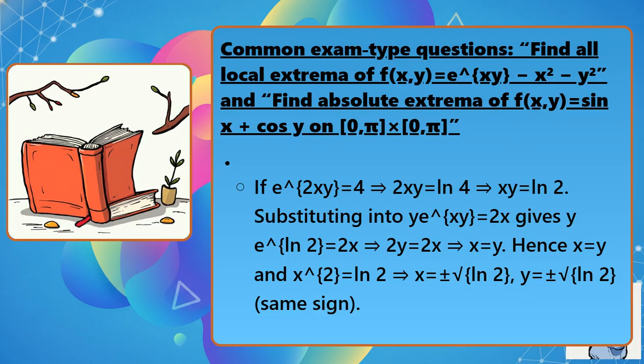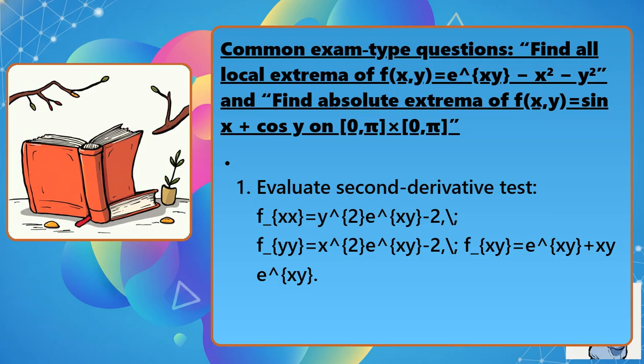2. Substituting into y e to the xy equals 2x gives y times e to the natural log of 2 equals 2x, which simplifies to 2y equals 2x, so x equals y, and x squared equals natural log of 2, giving x equals plus or minus square root of natural log of 2, and y equals the same sign as x. Evaluate the second derivative test.